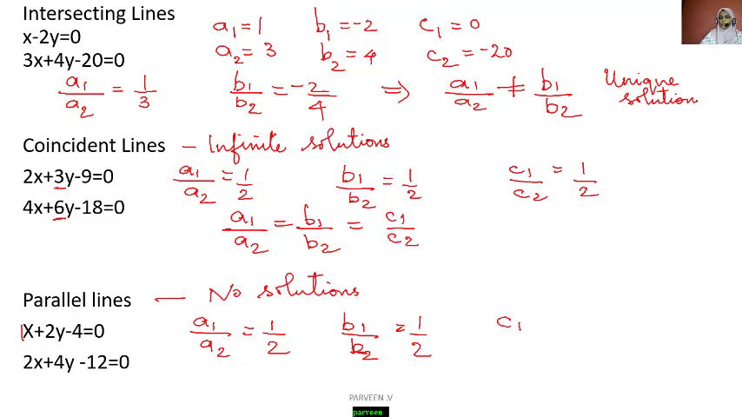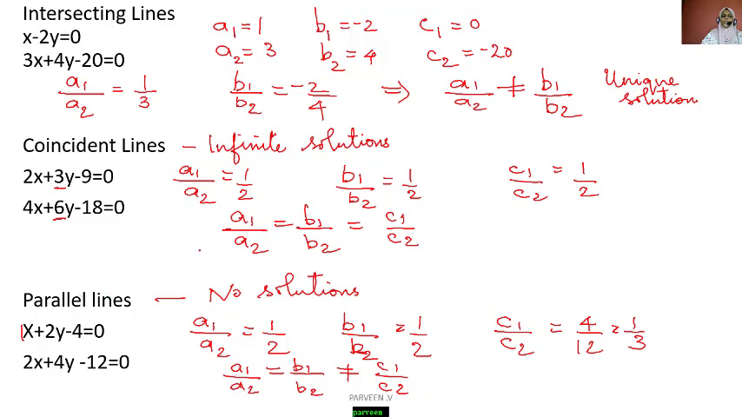So let's find out c1 by c2. c1 by c2 is minus 4 by minus 12. That is 4 by 12, which is 1 by 3. What can I conclude here? I can conclude a1 by a2 is equal to b1 by b2, but not equal to c1 by c2. So if the ratio is of this form, they are going to have no solutions, or parallel lines.